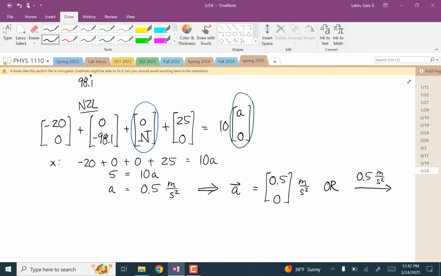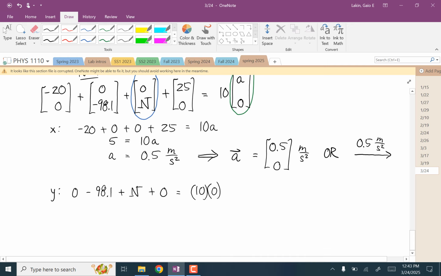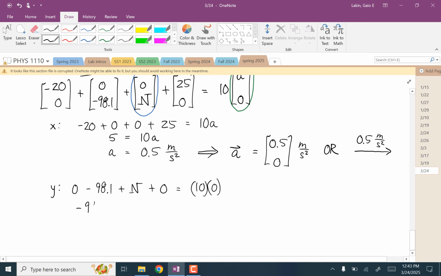Now we're looking for that blue vector for part B. So that's the y equation. And that says 0 minus 98.1 plus n plus 0 is equal to 10 times 0. So negative 98.1 plus n is equal to 0. So n is equal to 98.1.